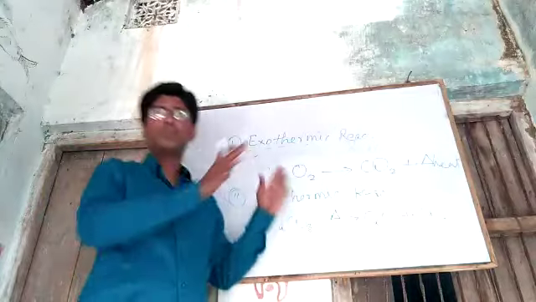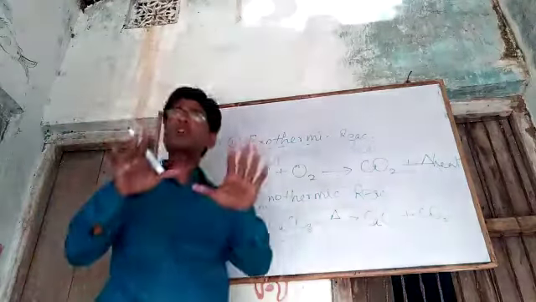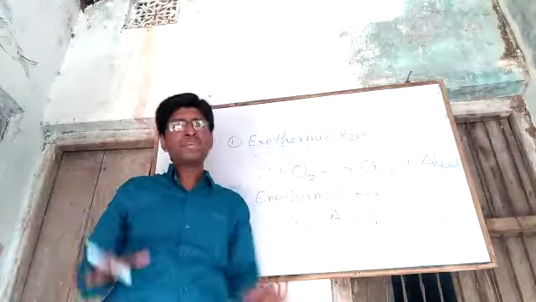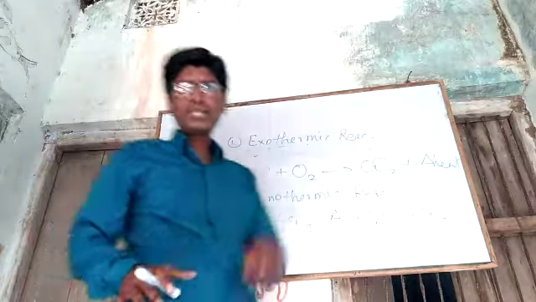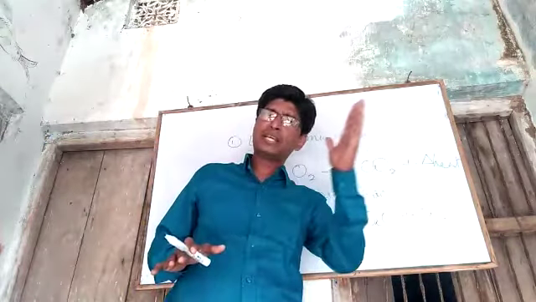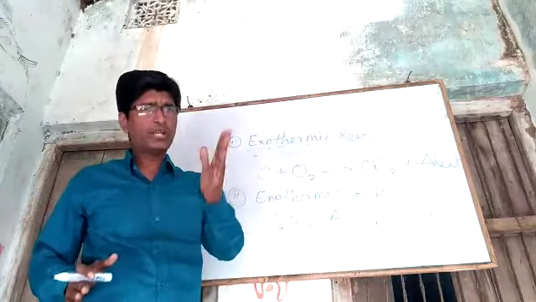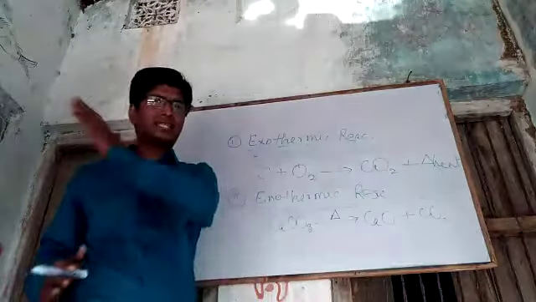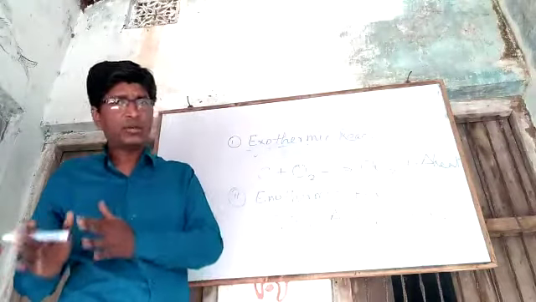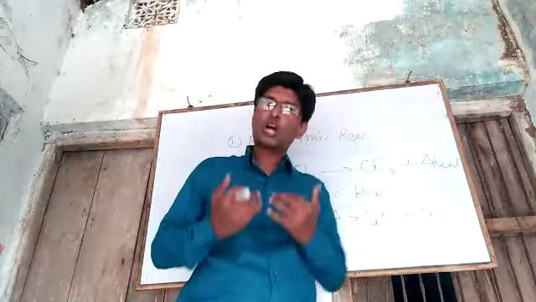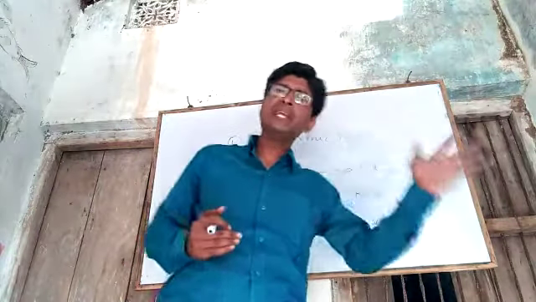So dear students, now I am going to summarize this topic. On the basis of change in energy, chemical reactions have been divided into two parts: exothermic reaction and endothermic reaction. The reaction in which heat energy is released is called exothermic reaction, and the reaction in which heat energy is absorbed is called endothermic reaction.